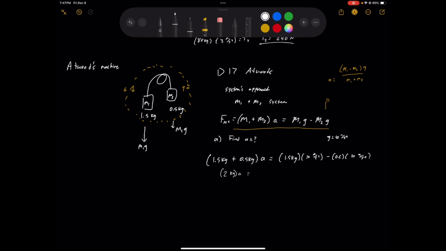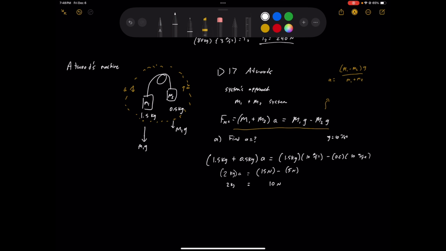So we're approximating g as 10. That makes it easier to calculate by hand. So 1.5 times 10, we get 15 newtons. That's the weight of mass 1 minus 5 newtons. All right, so that's the weight of mass 2, right? So then we end up with 10 newtons. Makes it very easy to calculate. That's the net force acting on the system.